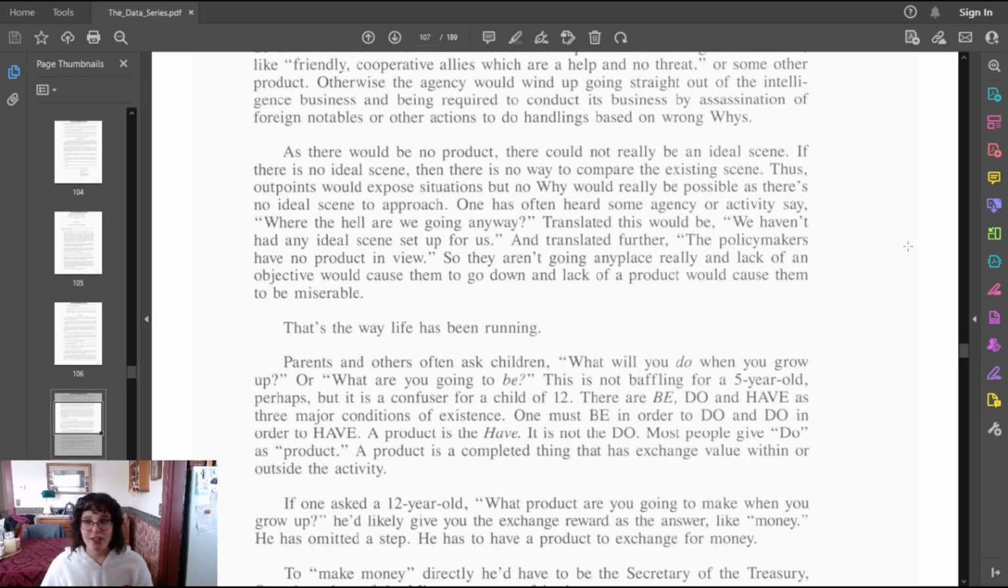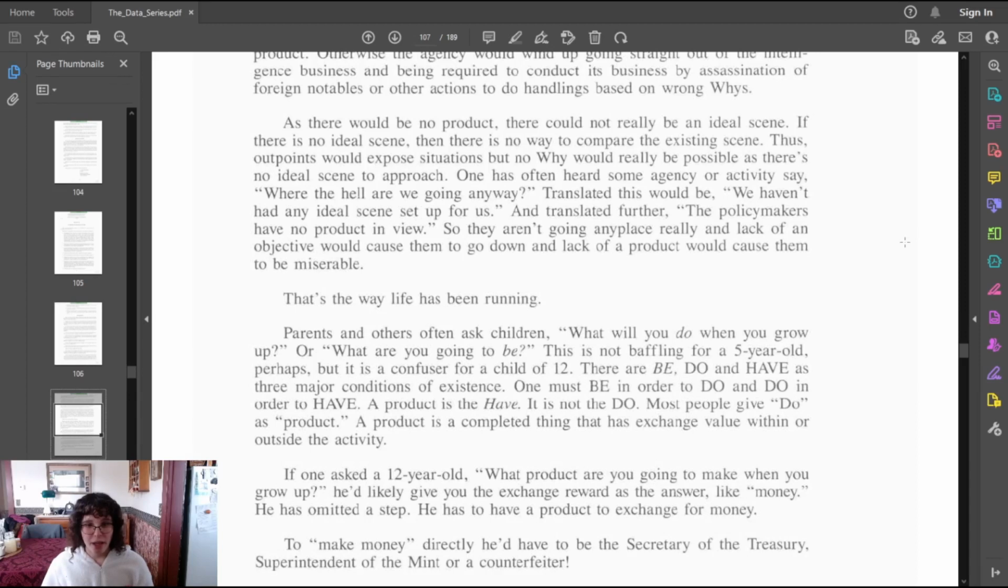One's often heard some agency or activity say, "Where the hell are we going anyway?" Translated, this would be, "We haven't had any ideal scene set up for us." And translated further, the policymakers have no product in view. So they aren't going any place really, and lack of an objective would cause them to go down, and lack of a product would cause them to be miserable. That's the way life has been running. He's just throwing his own filter over everything.